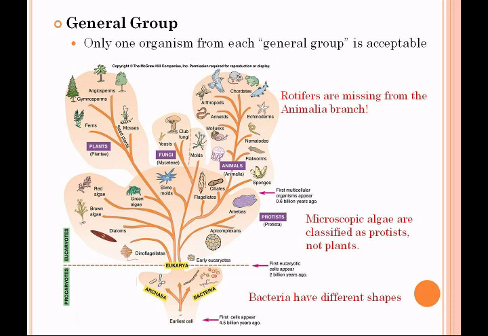Continuing with the boxes, the next column is the general group. The general group is not something you're going to find online. This is pretty much something I made up, but I want you to figure out how these organisms are classified. You should only have 1 organism from each general group in your table. You may have more than 1, and you can use those as bonus. I'll explain that in a moment.